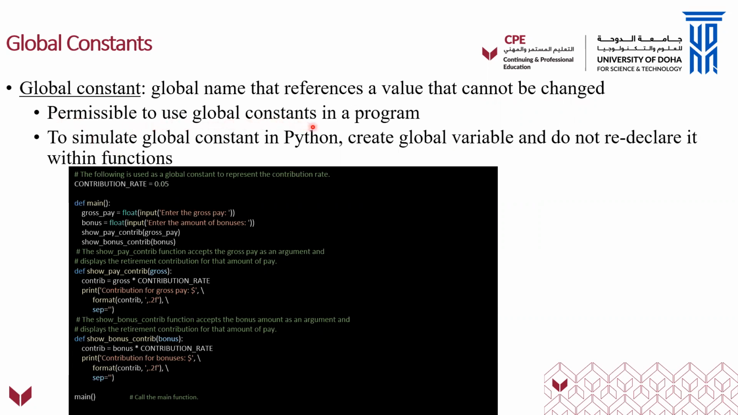Permissible to use global constant in a program. To simulate global constant in Python, create a global variable and do not redeclare it within the functions. So this is the idea of how to declare a global constant. If you want to declare a global constant, avoid redeclaring it within the function.